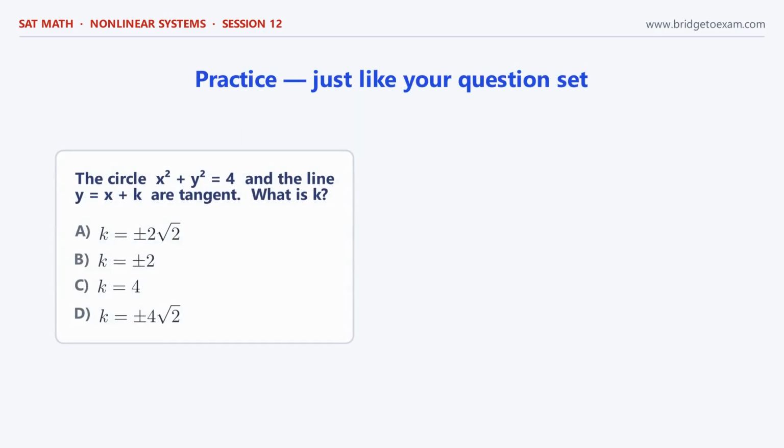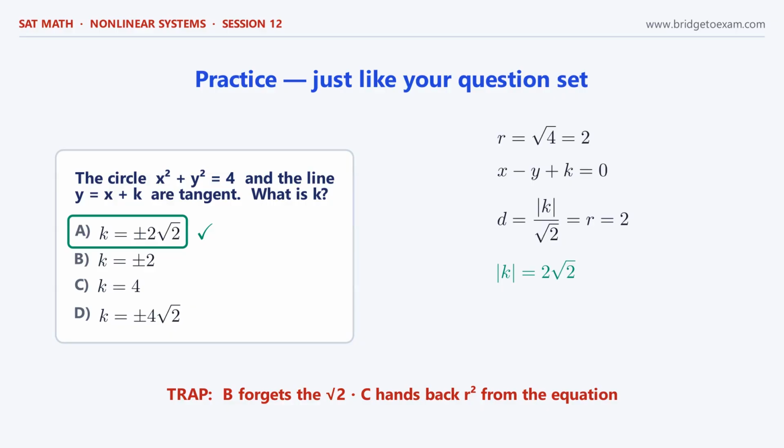Let's do a final one from your practice set. The circle x squared plus y squared equals 4, and the line y equals x plus k are tangent. What is k? Protocol. Classify. Line and circle, parameter, tangency. Target: k. Method: the distance from center to line equals the radius. The radius is 2. The equation shows 4, and 4 is r squared.